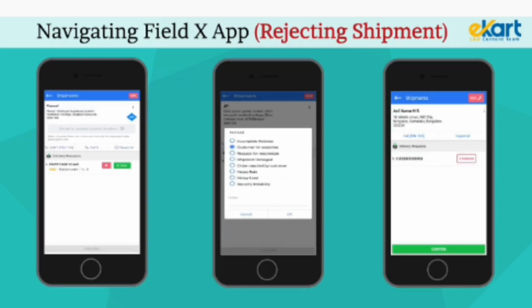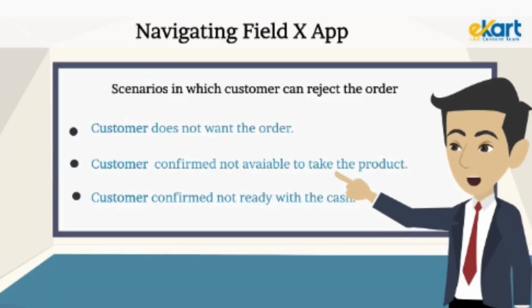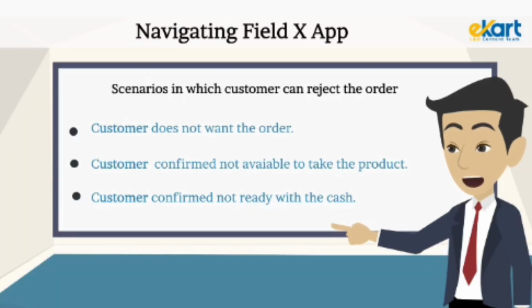Now what happens in case you have to reject the shipments? Click on the reject icon. Select the reason for marking the shipment as undelivered. Mark the undelivered process for rejecting the shipments. It is important that you choose the right reason. Let us have a look at some scenarios in which the customer can reject the order.